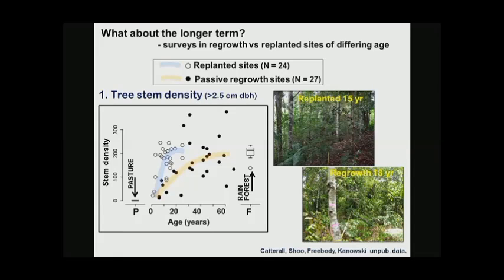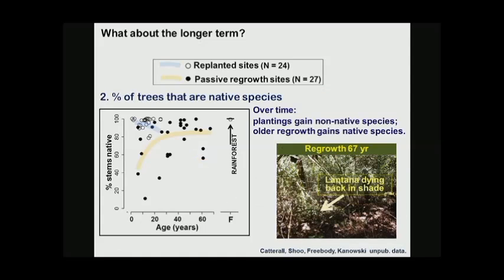So this is after roundabout 15 years, replanted and regrowth. What if we consider the kind of plants that are in these forests? So this is a similar sort of graph, but it's showing the percent of these trees that are native species.